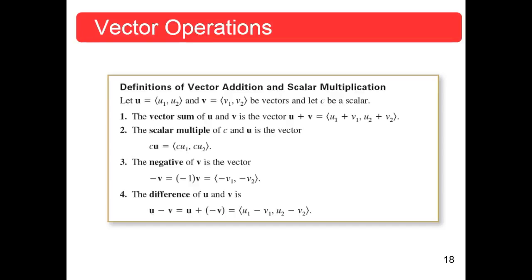Now notice what you've done. You've scaled either up or down the X and the Y component, so you wind up with a vector that is the same direction, but scaled differently. Either longer if C is greater than 1, shorter if it's between 0 and 1, and negative if it's negative.